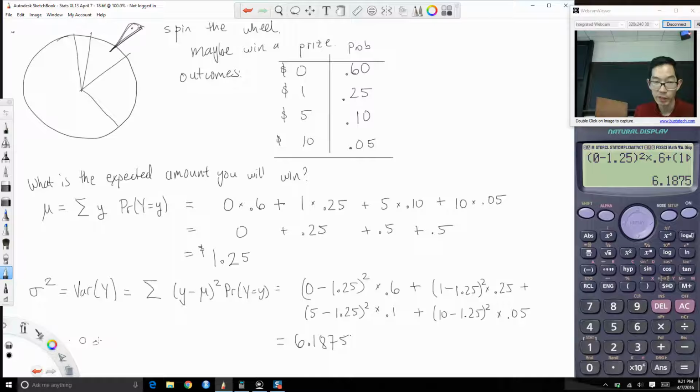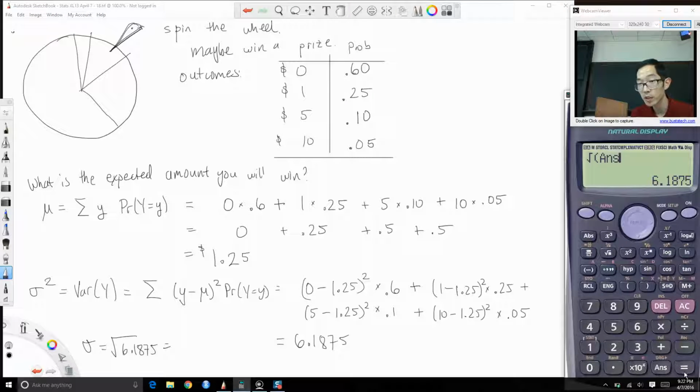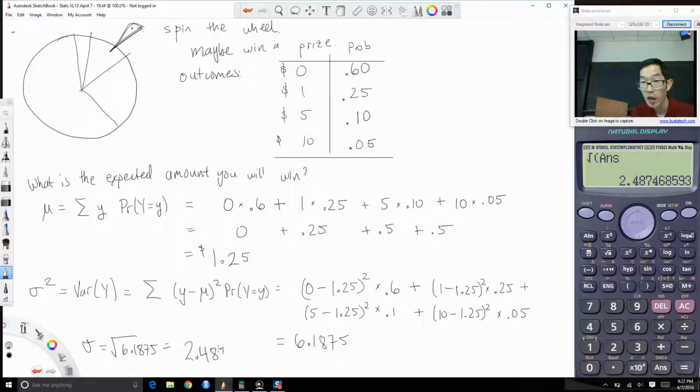So that's my variance. And so my standard deviation, sigma, is going to be the square root of 6.1875. So I just do square root of this answer, and I get 2.487. Okay, so our winnings are expected to have an average of 1.25 with a standard deviation of 2.487. Okay, so if we were to play this many times, this is what we would expect, right? So I guess 0.